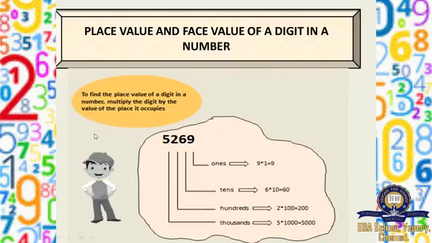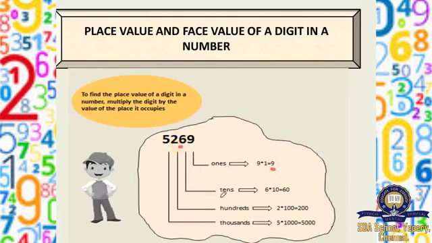Place value and face value of a digit in a number. To find the place value of a digit in a number, multiply the digit by the value of the place it occupies. So here is a number 5269. In order to find the place value of 9, 9 is in the ones place. So we have to multiply 9 into the value of the place it occupies, that is 1, which is equal to 9. So the place value of 9 will be 9.